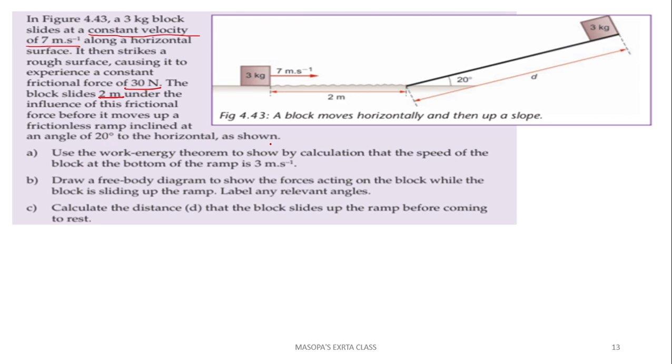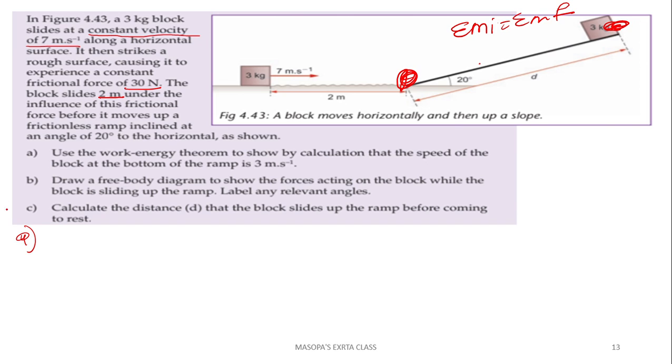So basically this object will cover 2 meters and go up the incline. And this incline is not rough, it is frictionless. I mean that there's no presence of friction. That means that starting from here to the top of the incline, the Emech initial equals the Emech final. That means the Emech of this object is conserved. But on the flat, rough surface here, the Emech is not conserved. Alright, so let's look at A.